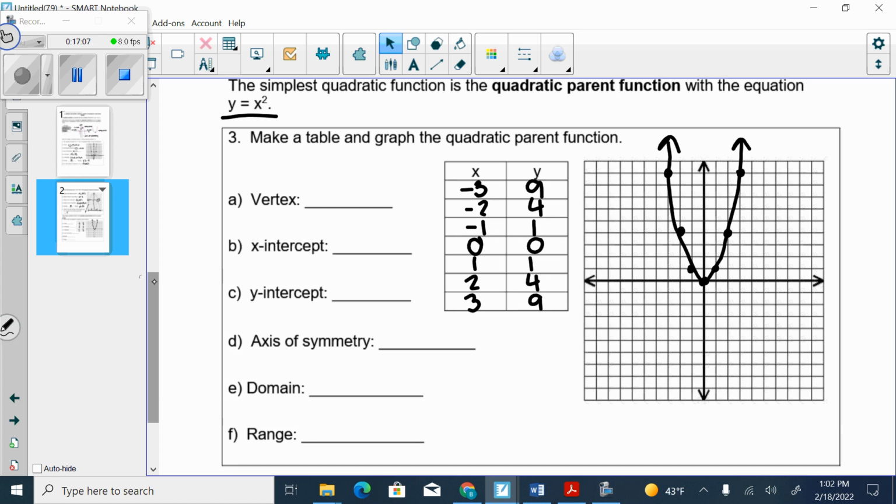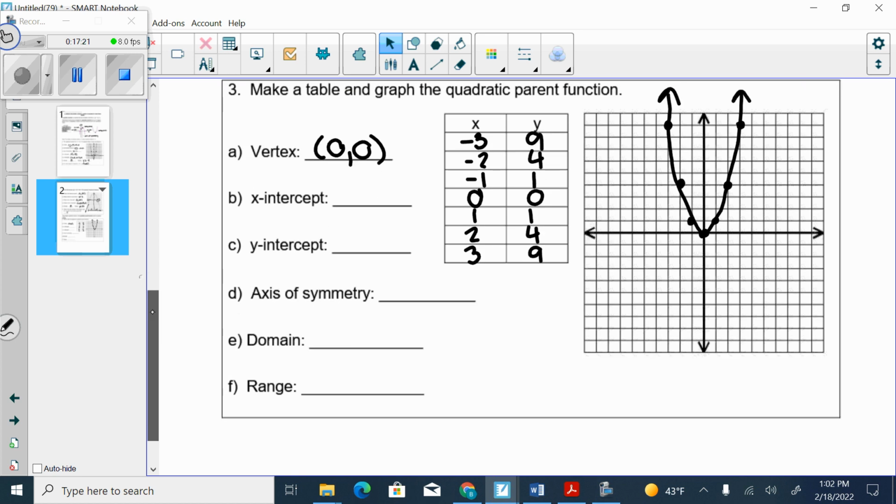All right. So they ask, where is the vertex here? Very good. And they didn't ask, but would that be a maximum or a minimum? Minimum. Very good, because it goes up from there. Okay.